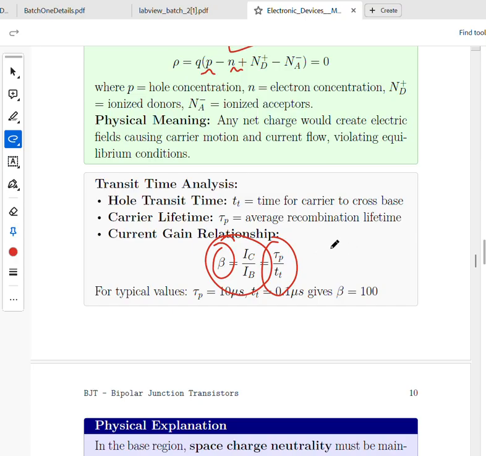What is this expression? Tau P is the average time between recombinations. And tau T, what is tau T? It is the time it takes for the carrier to cross the base. This is important. Why is this similar to the current gain ratio? Why is this similar to this?